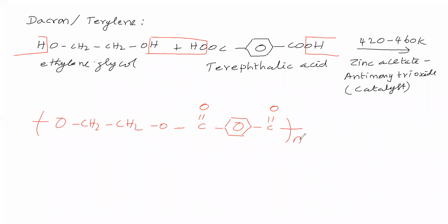N types. So here what is the functional group? COO. Functional group is ester. Here this is a polymer, therefore polyester we can say. Here the eliminating group is the water molecule. This polyester is called Dacron or Terylene. So it is prepared from ethylene glycol and terephthalic acid.